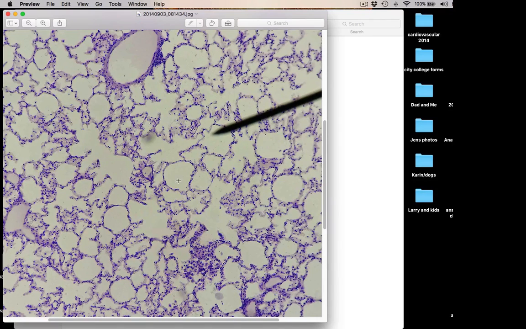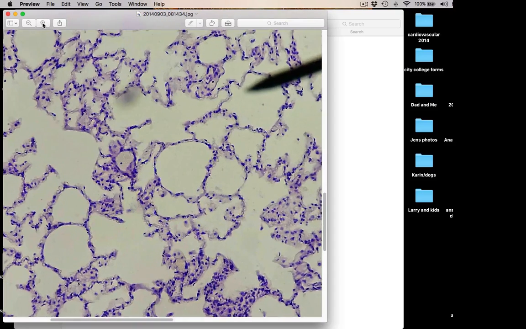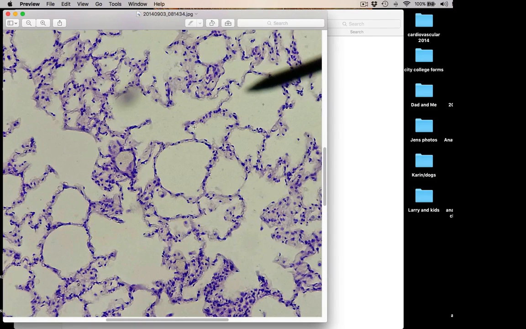You want diffusion of gases. You want it as thin as possible so that those gases can diffuse quickly through that thin, simple squamous membrane. Let's go a little bit closer. Simple squamous all through here. Simple squamous. Remember, lung, nothing else looks like this.